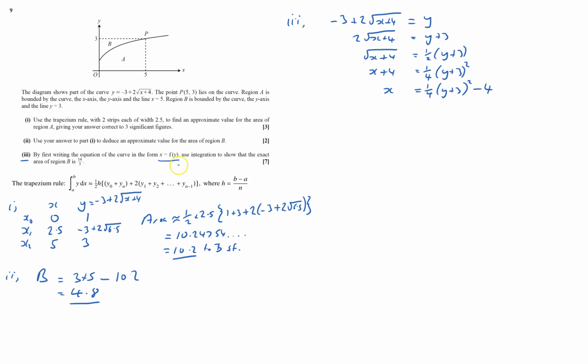So I put it in that form. What have I got to do? I've got to use integration to show the exact value of the region B is 14/3. So I've got to work out this bit. I say that normally when you work out the area under the curve, area under curve equals the integral of y dx. So the area to the side of curve equals, just switch it around, x dy.